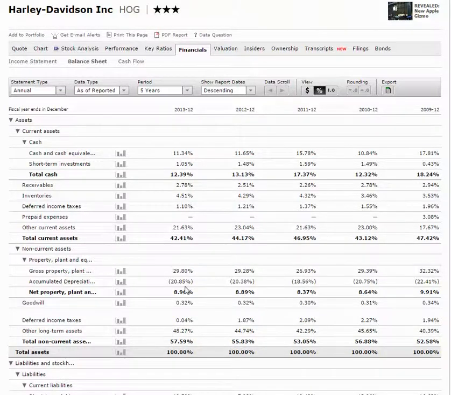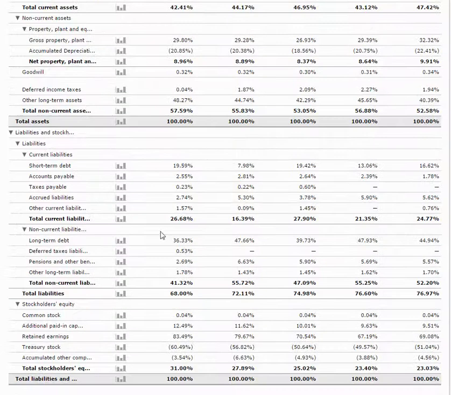Total current assets. Let's see what else is interesting. Current liabilities. What's happening to their current liabilities? These are monies that are due within the current year. So obligations, they have to pay something within the current year. And those are going up and down. You can see 24, 21, 27 to 16, back up to 26.